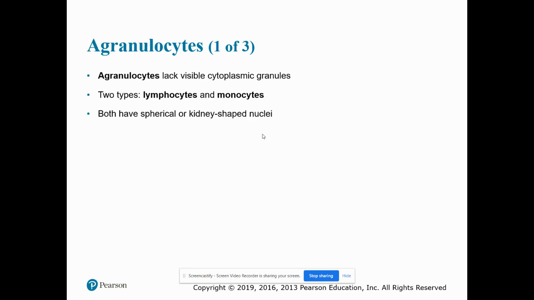And then we have agranulocytes. These are going to lack visible cytoplasmic granules. There are two types, lymphocytes and monocytes. Both have spherical or kidney-shaped nuclei.